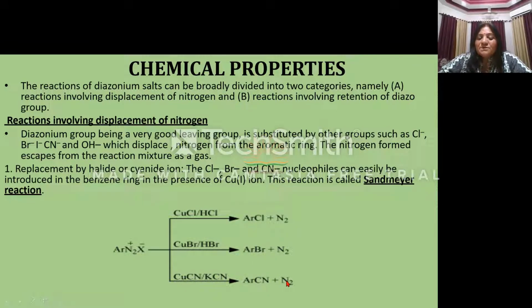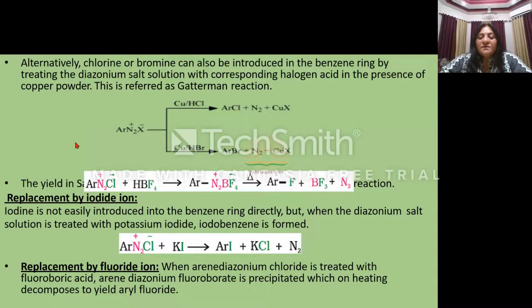Cuprous chloride, cuprous bromide, cuprous cyanide. So this is a very important Sandmeyer reaction, already studied in chapter 10, haloarenes. Again, Gattermann reaction, quite similar to the Sandmeyer reaction. Now the reagent is different. In Sandmeyer reaction there is CuCl, cuprous chloride. Here it is only copper powder in presence of HCl, or copper powder in presence of HBr.